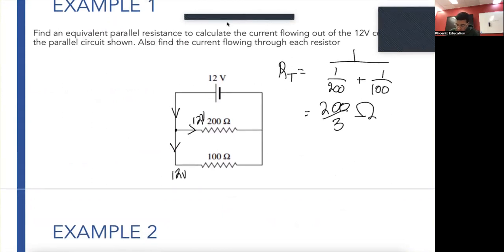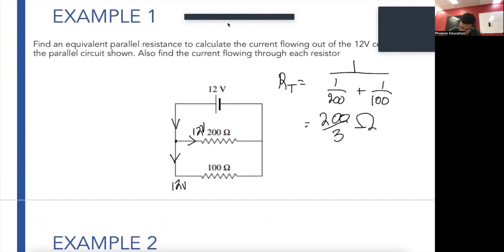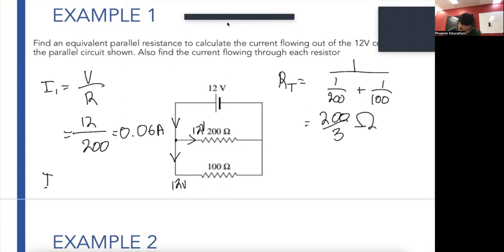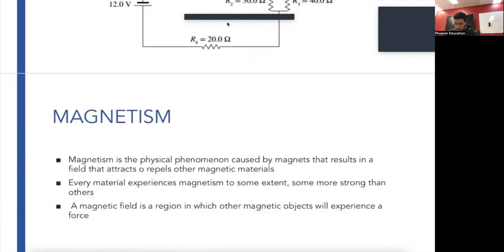So then to calculate the current flowing through resistor 2, I1 would be V over R. The voltage is 12, since the voltage across the branches is the same, over 200, and that would give us 12 over 200, which is 0.06 amps. And it's a similar process for I2. I'll let you guys do that one since we're running short on time.